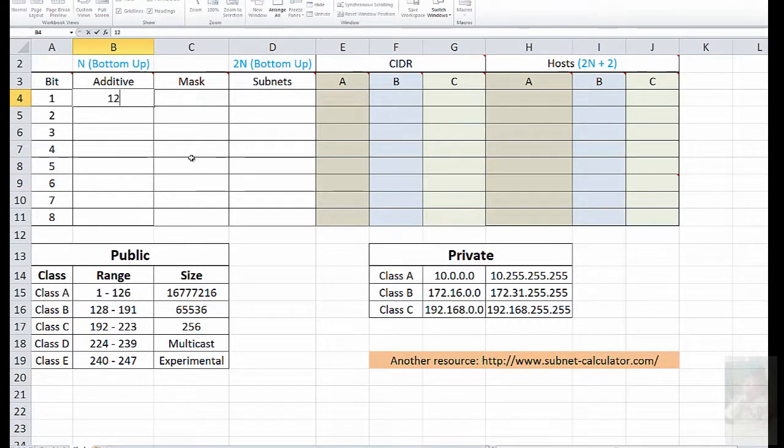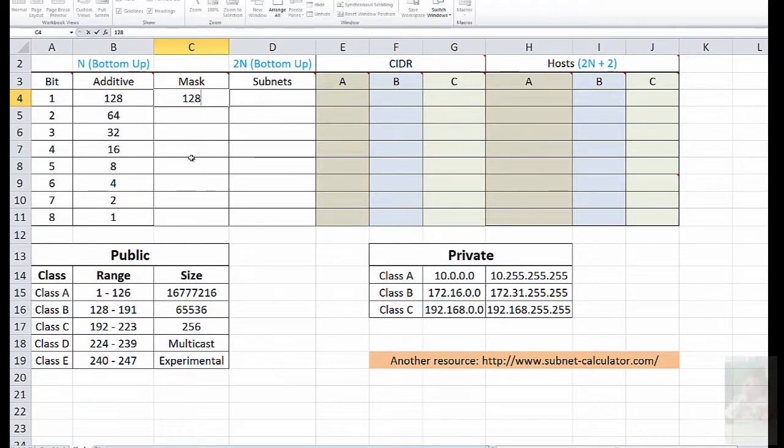This first one has a value of 128. The next is half that, 64. The next is half of that, 32. The next is half of 32, which is 16. Divide 16 in half, you got 8. Divide 8 in half, you got 4, 2, whoops, 2, 1.